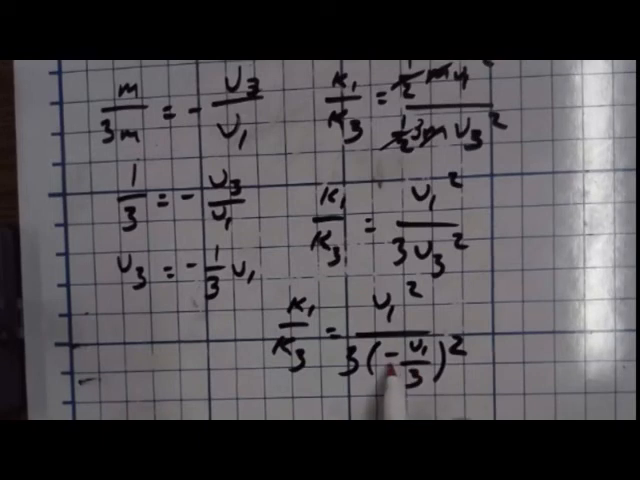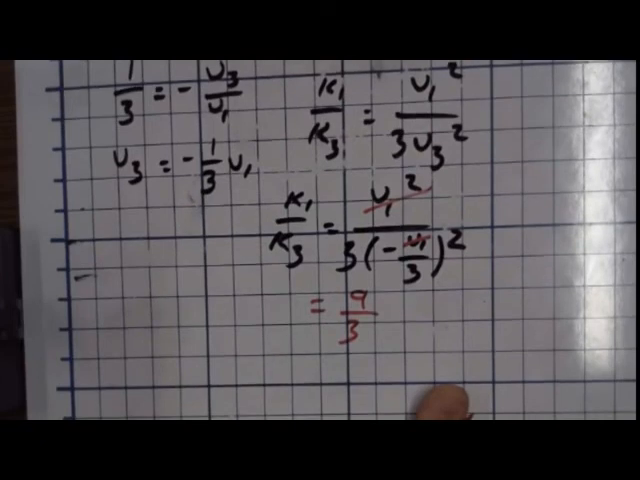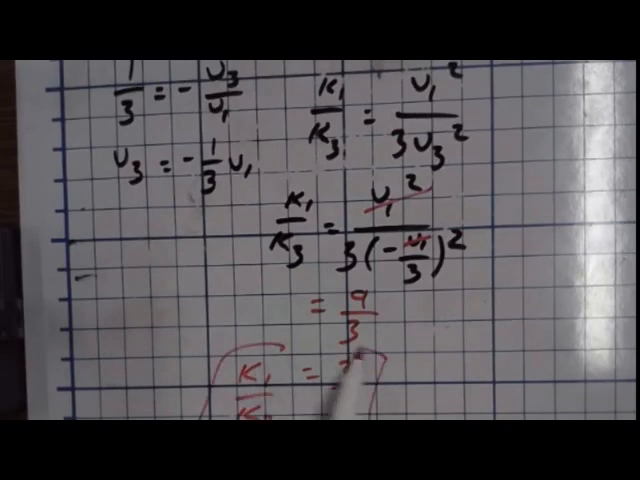All right, and now I can simplify that a little bit. That negative is going to turn into a positive because of the squared. The V1 and the square are going to make V1 squared. That's going to cancel with that. The 3, and I've got a 1/3 squared on the bottom of the fraction. That's going to flip up to the top, and I'm going to get 9/3, which equals 3. So K1 over K3 is equal to 3.